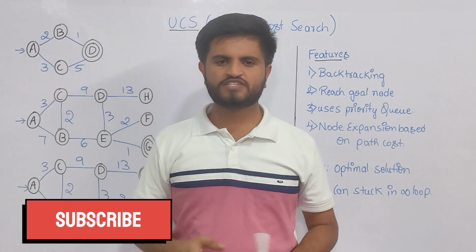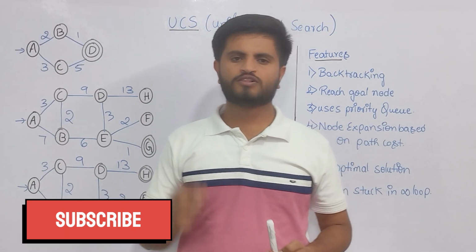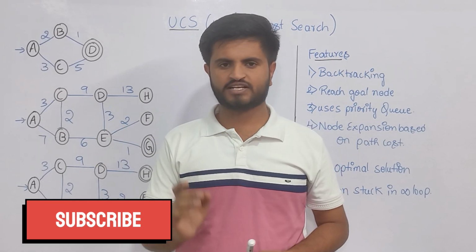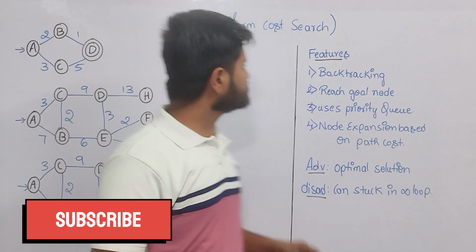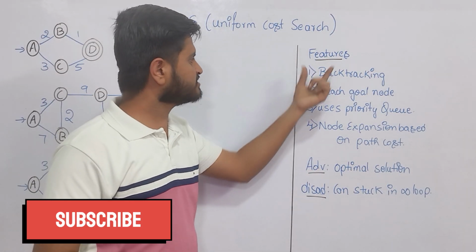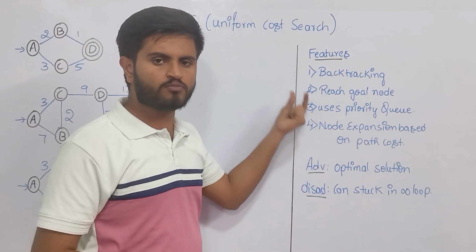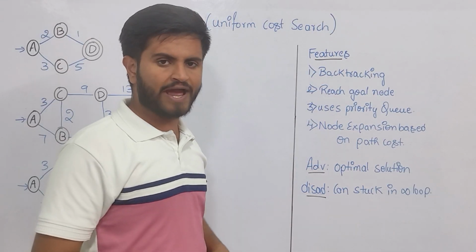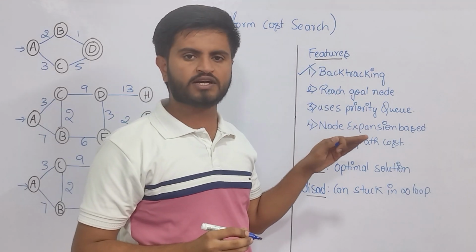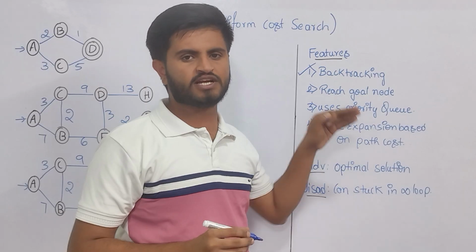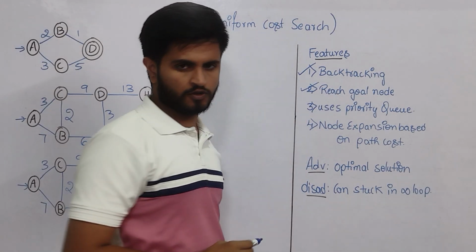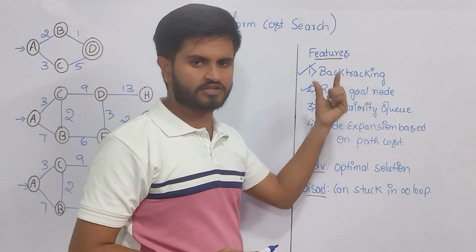Hello everyone, in this video let's discuss how to solve the uniform cost search algorithm problem in artificial intelligence and machine learning. So if we see the theory part of the UCS, that is uniform cost search, the features of this uniform cost search is it allows backtracking. So what is backtracking? In one path, if you do not get the favorable answer, you will try out another path like that. Next, it will reach the goal node. So it will reach the final or the goal node.